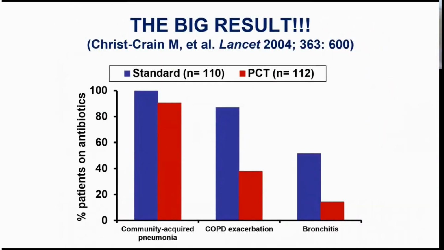First randomized clinical trial, published almost 20 years ago in Lancet. 110 patients get standard of care. What does that mean? Start of antibiotics according to the judgment of the physicians, while 112 start antibiotics using this algorithm. And you see that whether the final diagnosis is community acquired pneumonia, exacerbation of chronic obstructive pulmonary disease or bronchitis, the use of procalcitonin decreases dramatically the consumption of antibiotics. And someone may say, was there any difference in mortality between the two arms? I tell you, by definition, no. So, you save antibiotics and you do not harm.